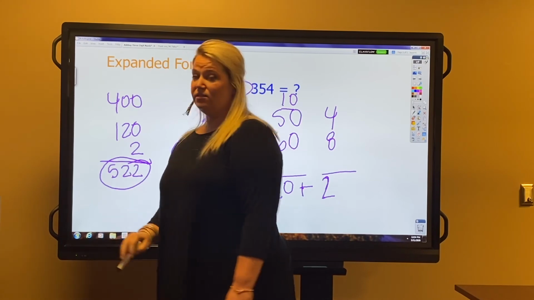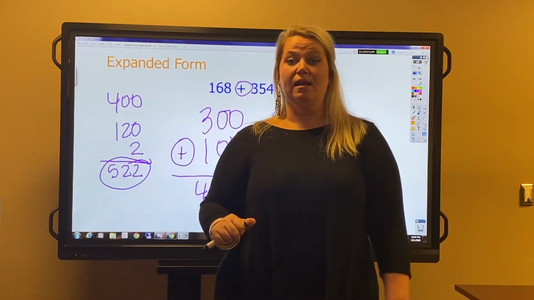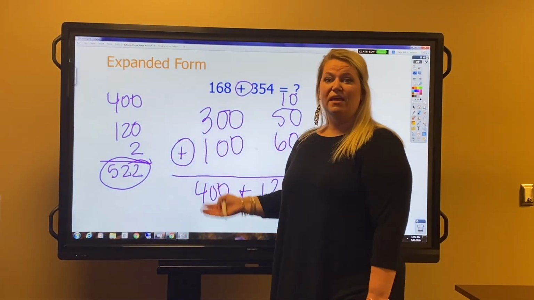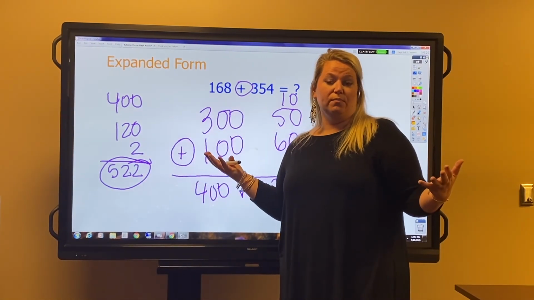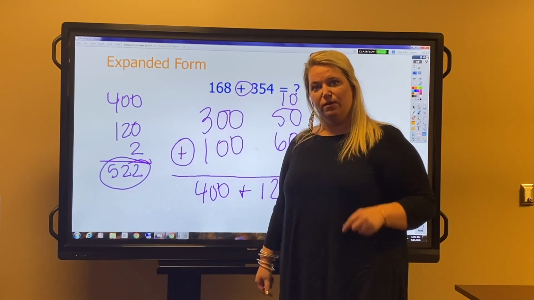We got the same answer that Miss Level did with her number line, except we used expanded form. You can use any strategy that you need to help you solve your math problems. It's just what you're most comfortable with.